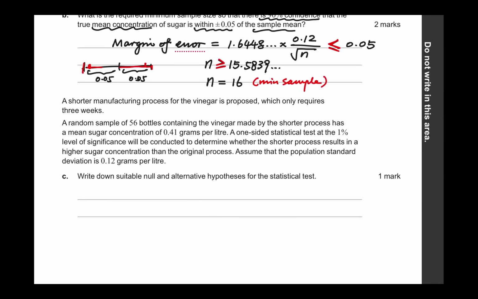A shorter manufacturing process for the vinegar is proposed, which only requires 3 weeks. A random sample of 56 bottles containing the vinegar made by the shorter process has the mean sugar concentration. Oh, why is that higher? Because that's less sugar used, okay?